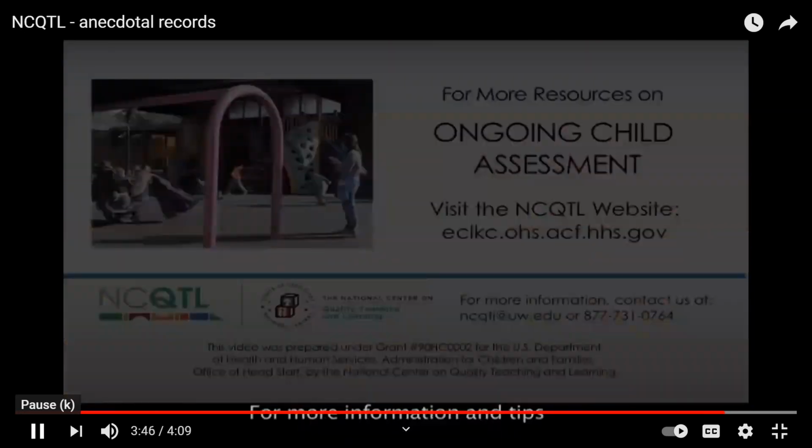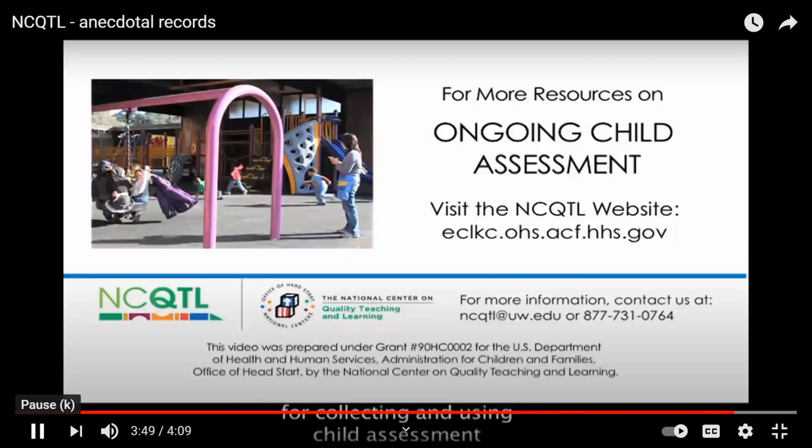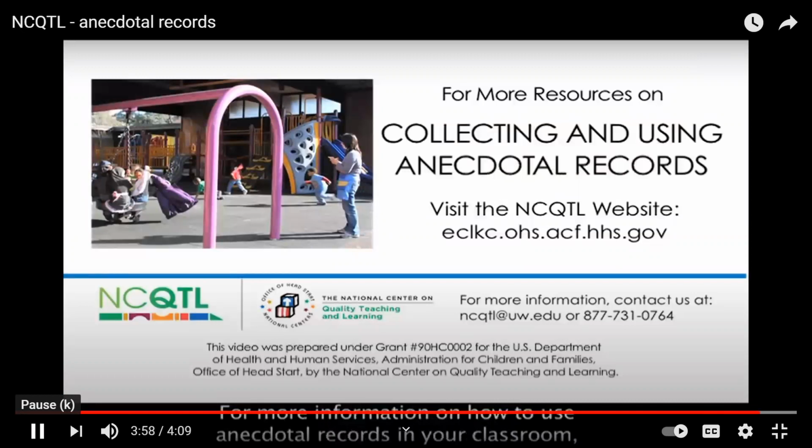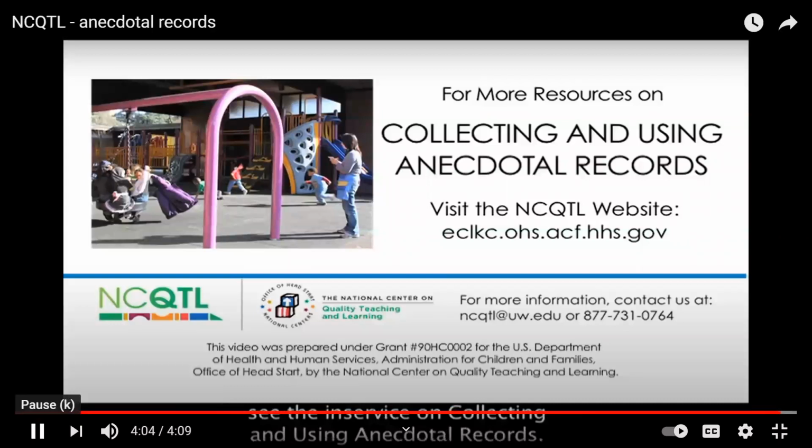For more information and tips for collecting and using child assessment by using anecdotal records or other methods, see our series on ongoing child assessment. For more information on how to use anecdotal records in your classroom, see the in-service on collecting and using anecdotal records.